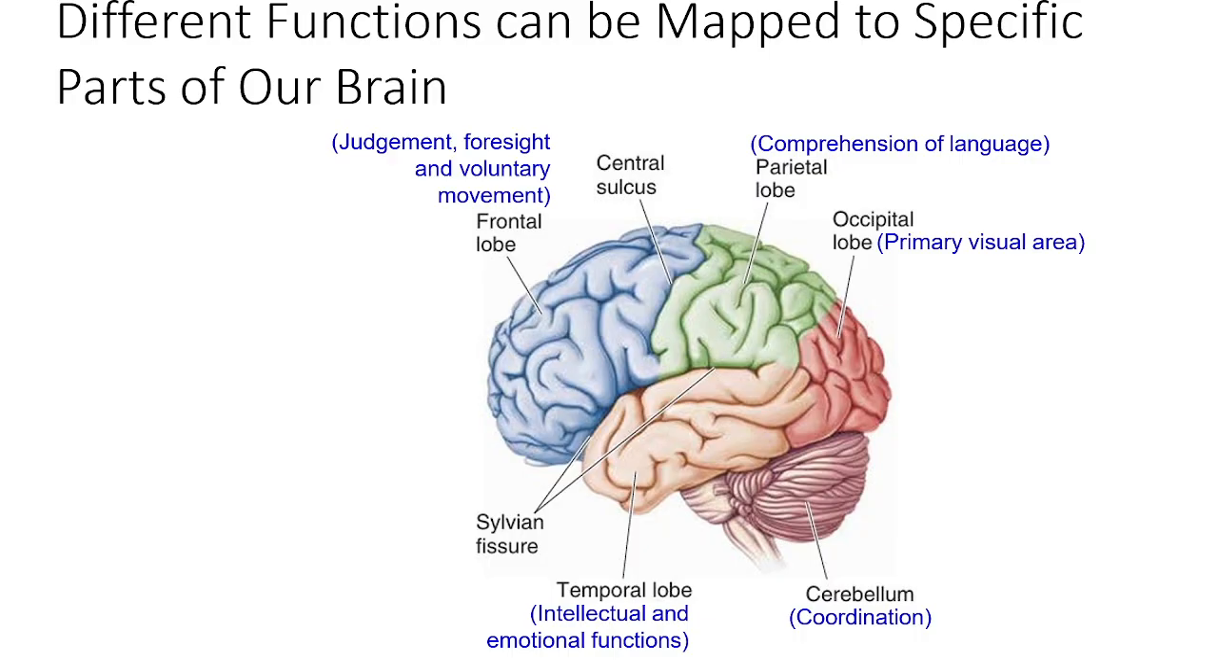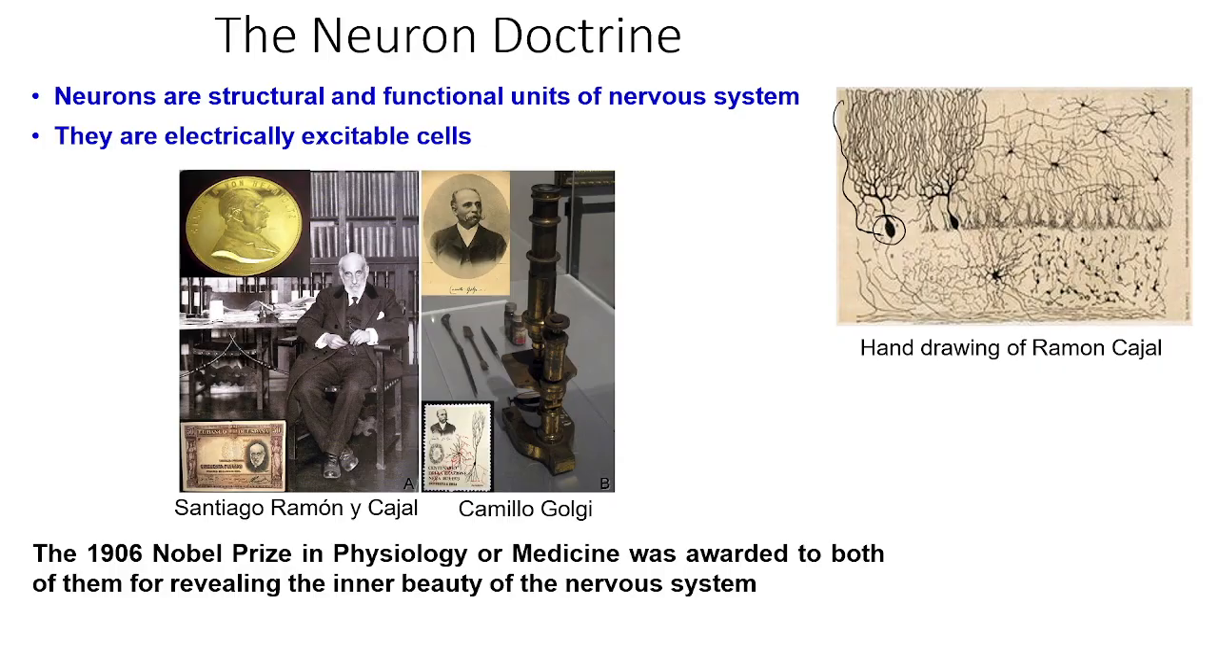These are the different functions that can be mapped to specific parts of our brain. The neuron doctrine states that neurons are the structural and functional units of the nervous system and they are electrically excitable cells. Using Golgi staining and careful drawings, Cajal and Golgi revealed the cellular organization of the nervous system, for which they earned the Nobel Prize.